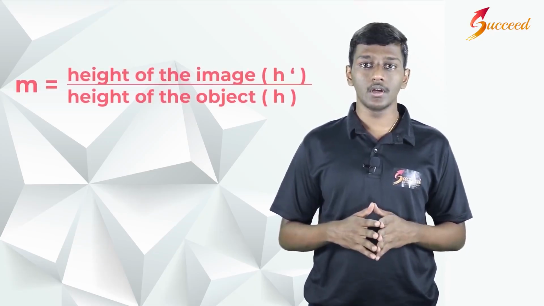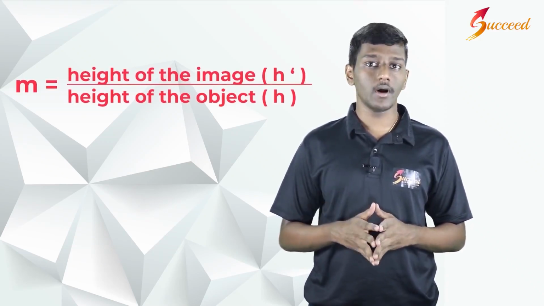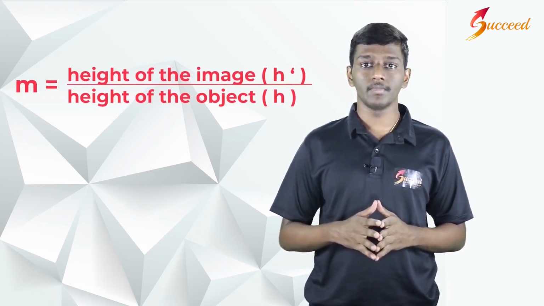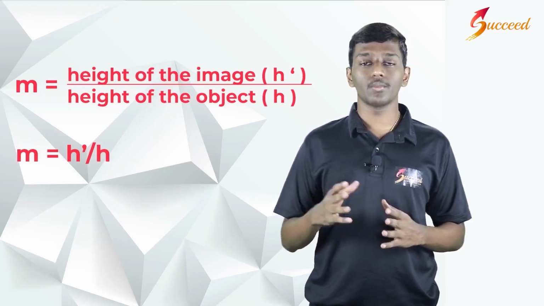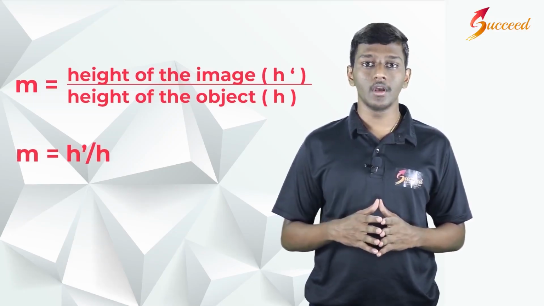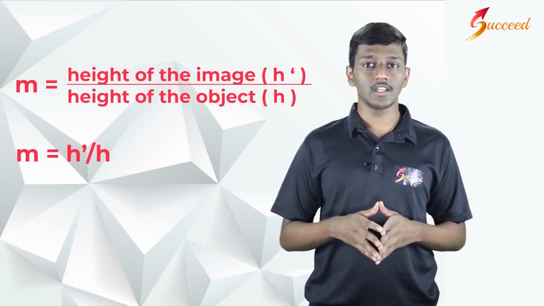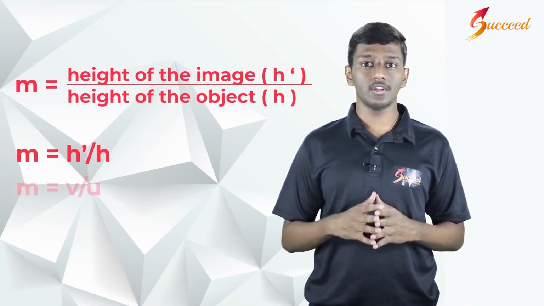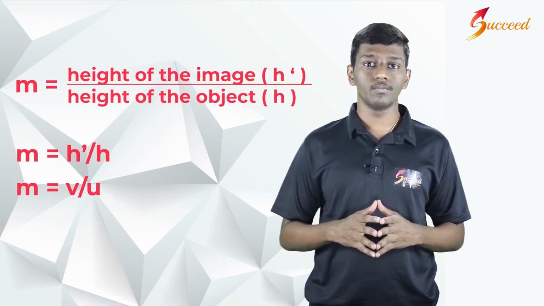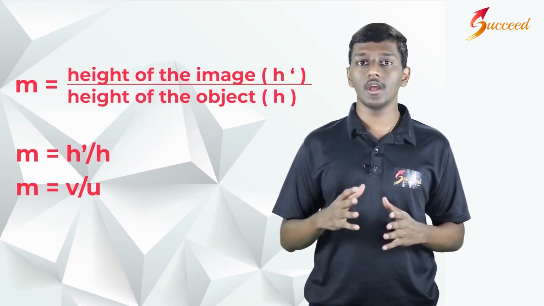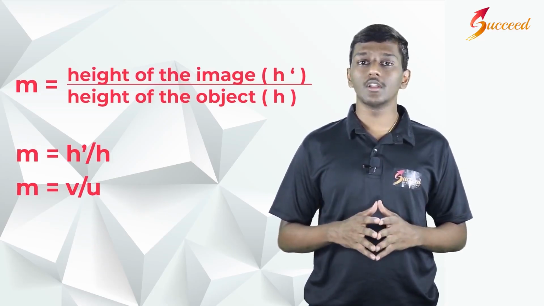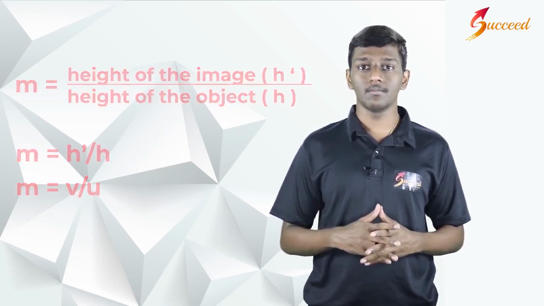Magnification. Magnification is given by the ratio of the height of the image to the height of the object. m = height of the image divided by height of the object, m = h'/h. We can also represent magnification as m = v/u, where v and u are the image distance and the object distance respectively.